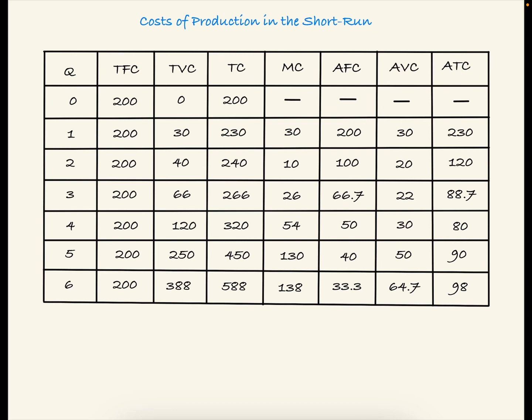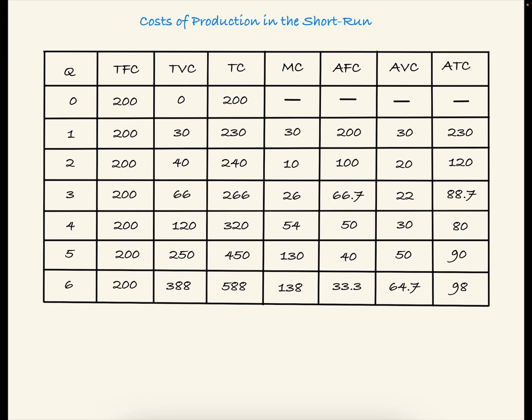Now let's take a look at costs of production in the short run. In the leftmost column, we can see quantity. It increases from 0 to 1 to 2 to 3, 4, 5, and 6. In the next column, we see total fixed cost. Since total fixed cost is the cost of fixed inputs, which do not change as we increase the quantity, total fixed cost will remain the same. In this table, it equals 200.